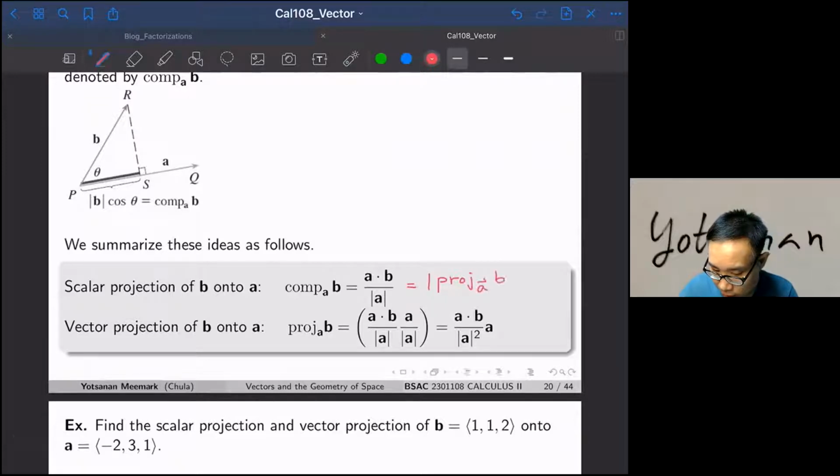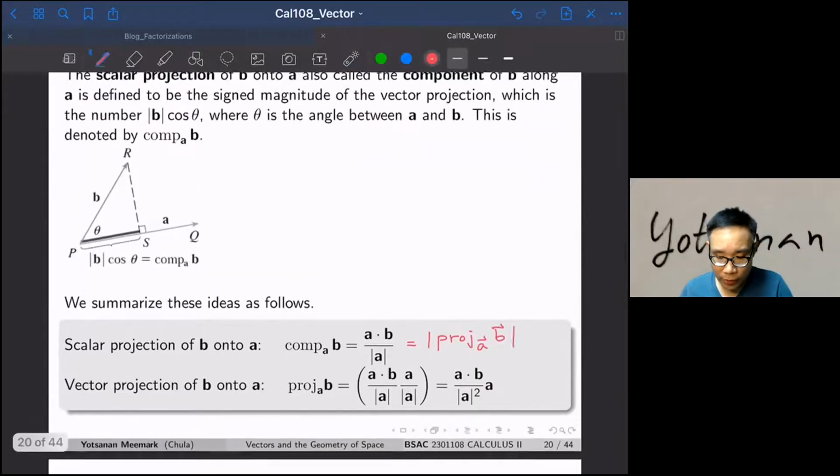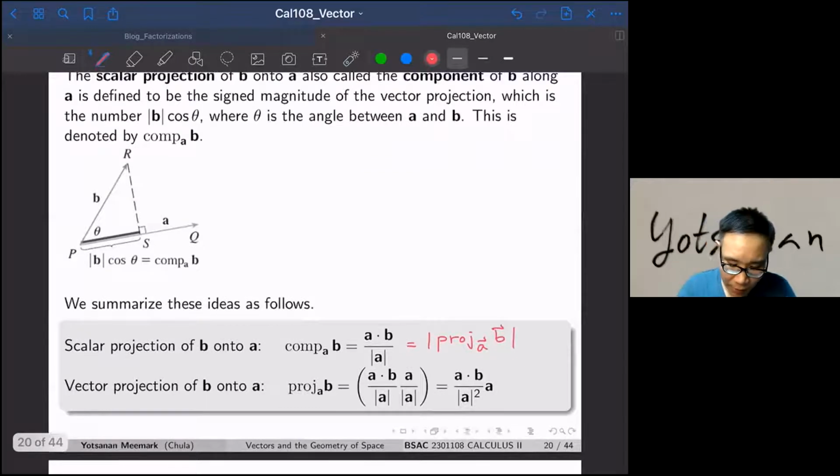This is just the length of the shadow. Let me highlight this a little bit for you. It gives you the length of the shadow, and the vector PS will be given by this projection. So this is going to be the norm of PS.